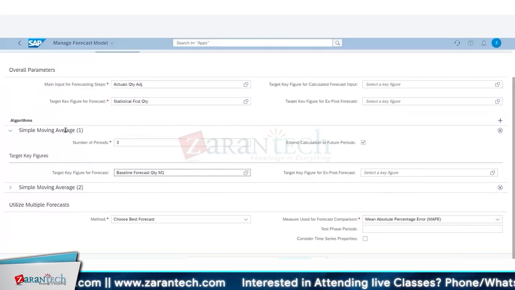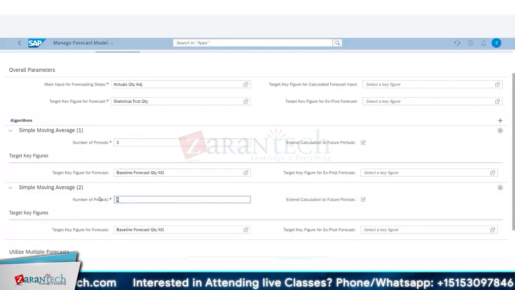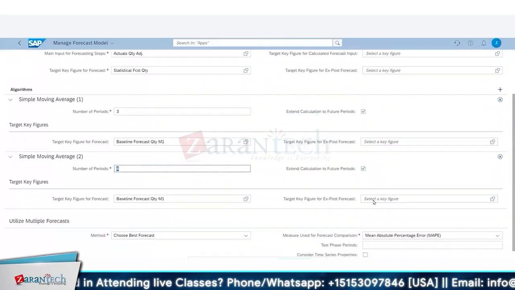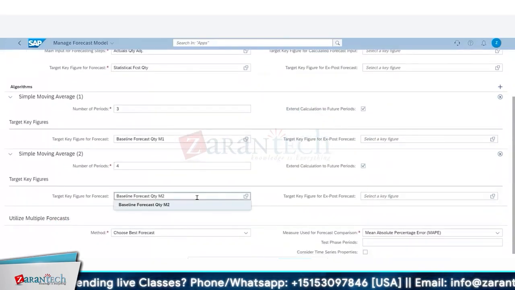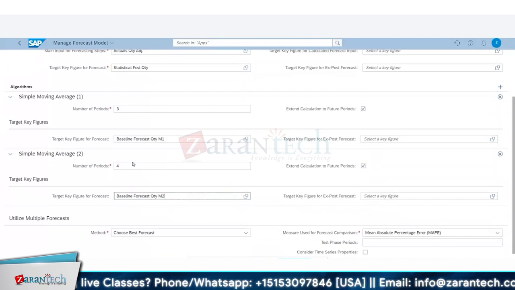You will see simple moving average again. Select this only, and instead of 3 you can put the period as maybe 4 or 5 months. Let's put 4 months. Click on extend calculation in future and put baseline forecast M2 here. So the second result you will see in baseline forecast quantity M2. These are the algorithms that you have selected.